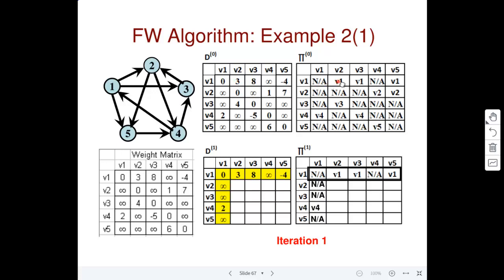And the predecessor from V1 to V2 is going to be V1 itself to begin with. Okay. Now, if there is no edge, say there's no edge from V2 to V1, then I would have given infinity as the distance, as the edge weight. So from V2 to V1, if it's infinity, that means there's no edge to begin with. So V2 to V1, the predecessor is not applicable.